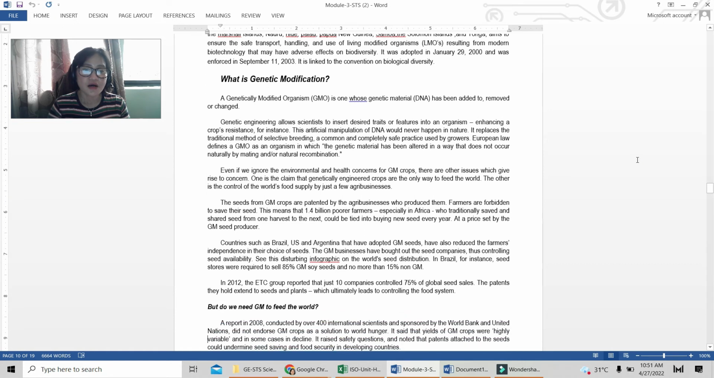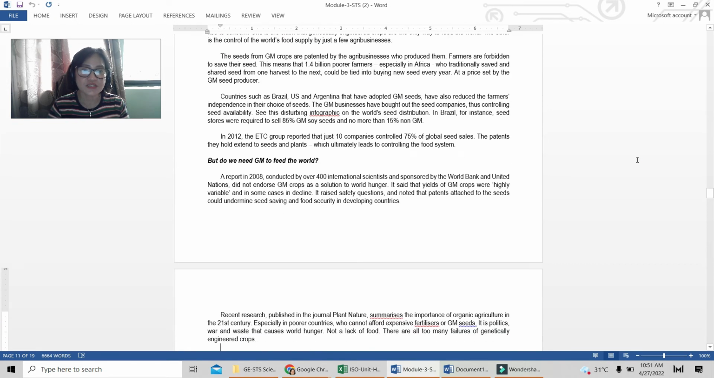So but do we need GM to feed the world? Yes, because of the increasing populations that we have. The natural resources are not enough anymore.